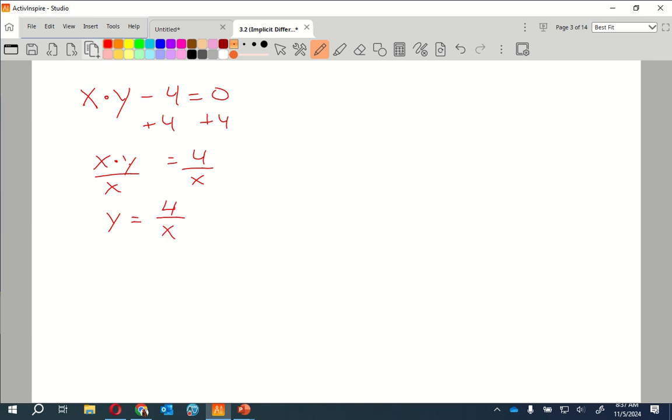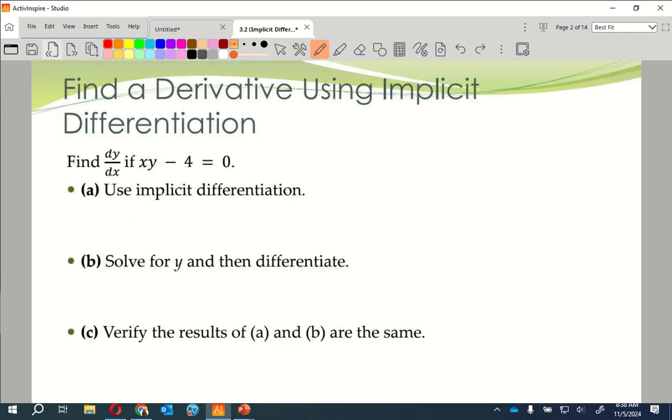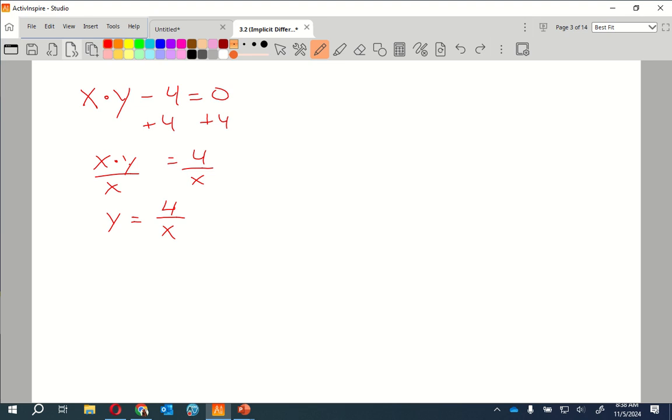What are we doing? Was this for B or C? B. It said solve for y. Solve for y and then differentiate. Then take the derivative. Okay? So now, a little bit of algebra. I got y by itself. So if I take the derivative, it's going to look like this.